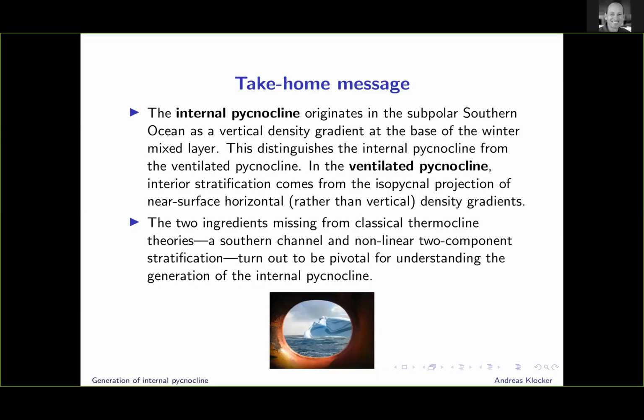Okay, so Andreas, I have a question while we're waiting. You said that with brine rejection, you're able to mix up the warm circumpolar deep water into the mix layer without necessarily destroying the pycnocline. Could you explain that a little bit more? Because that's pretty interesting.